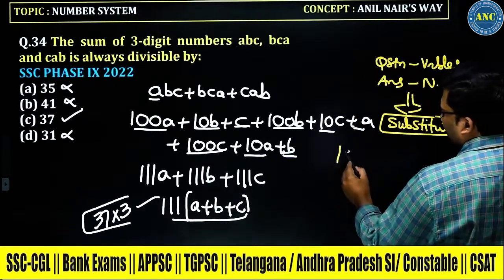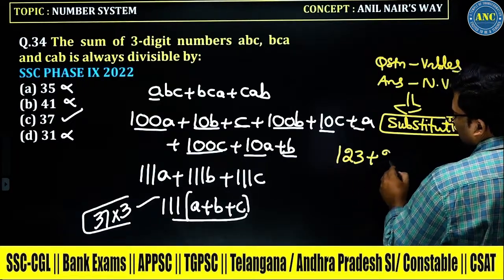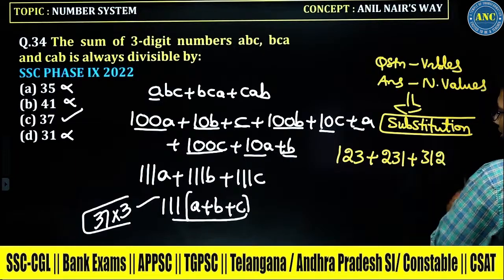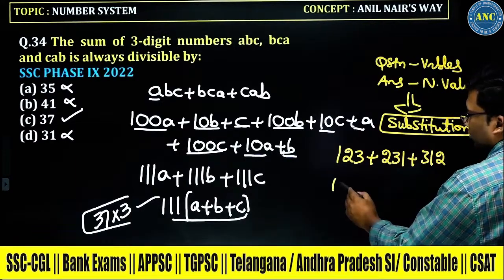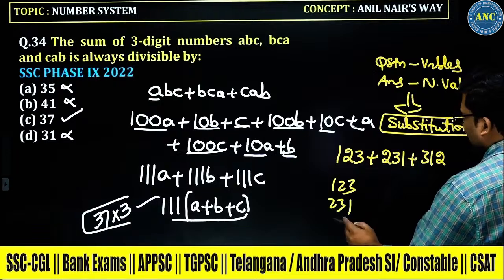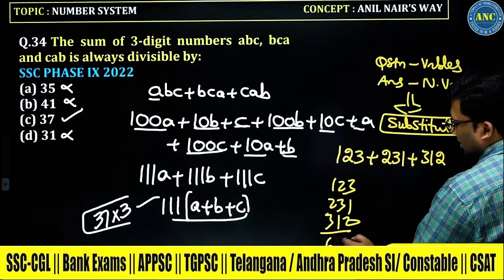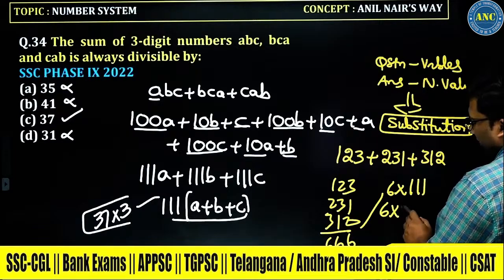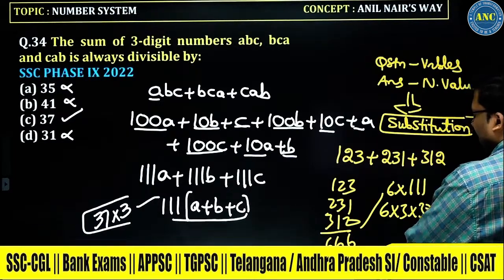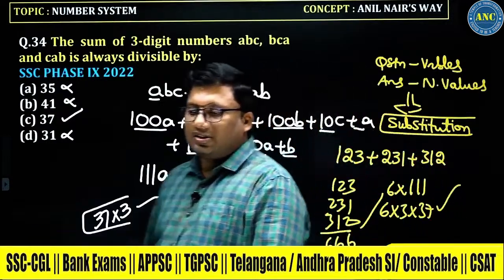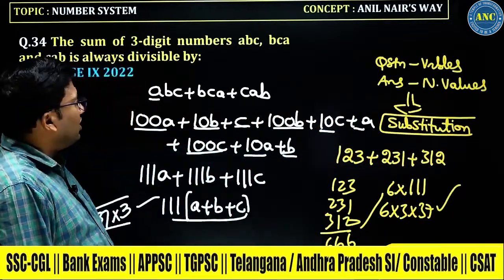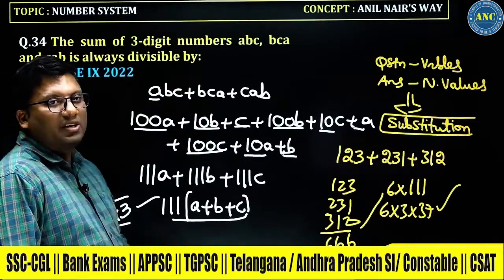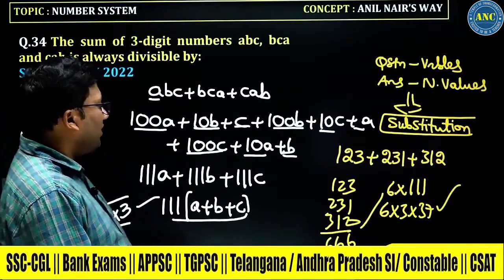Take any values. One is 1, 2, 3. Next is 2, 3, 1. Next is 3, 1, 2. If I add them, 123 plus 231 plus 312, it is 666. 666 is 6 into 111. 111 is 3 into 37. The answer is divisible by 37. Question contains variables, answer contains numerical values. What is the best way to solve? Substitution is the best way to solve.